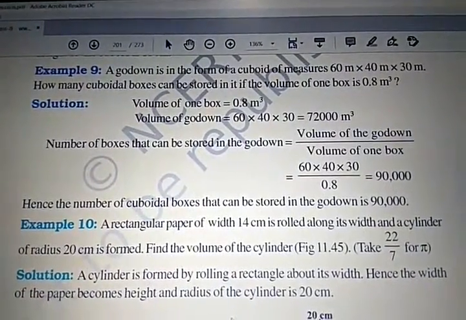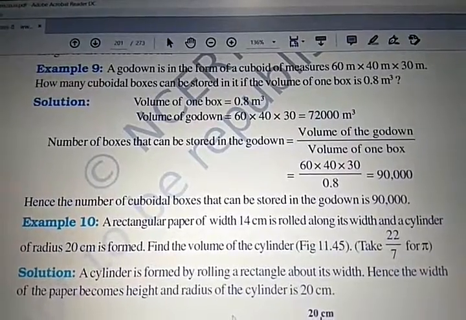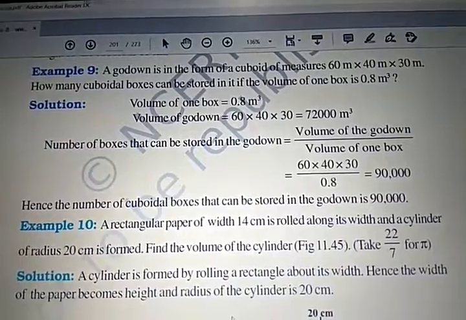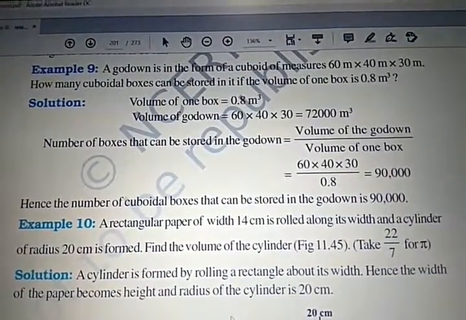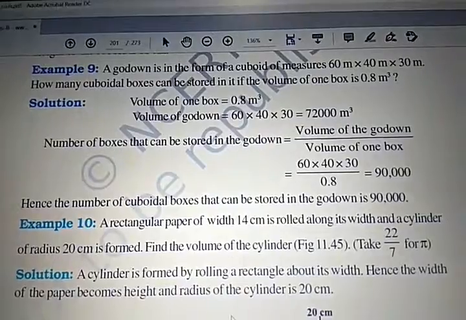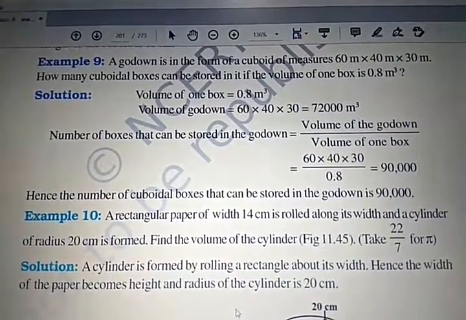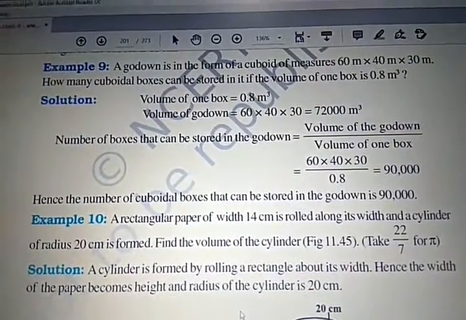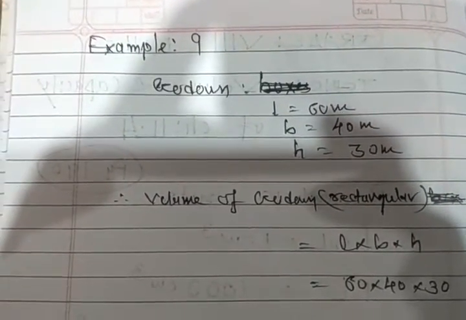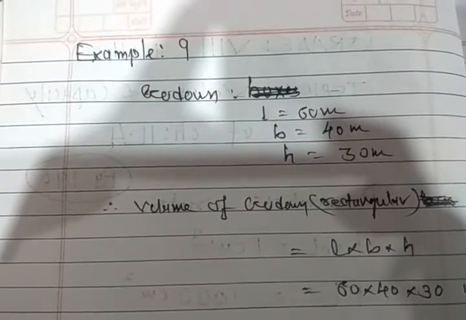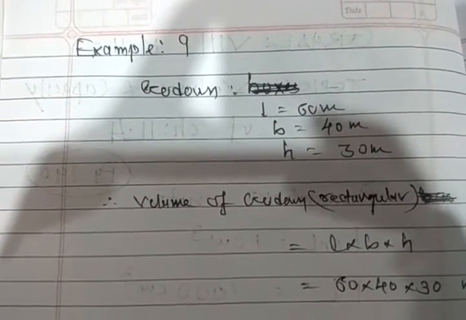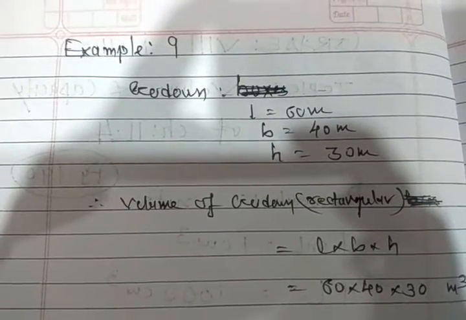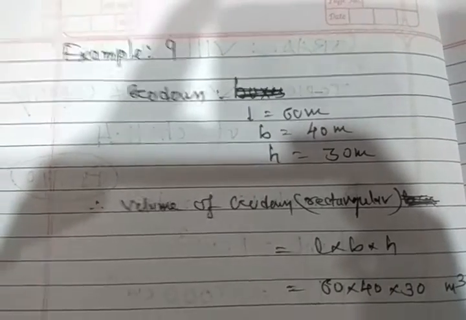Now, example number 9. A godown is in the form of a cuboid measuring 60 meter by 40 meter by 30 meter. How many cuboidal boxes can be stored in it if the volume of one box is 0.8 meter cube? Now students, in this type of sum, we have to find the number of boxes. So such type of problem you have to do in the following way. First of all, the godown is big, and its length, breadth and height are given.